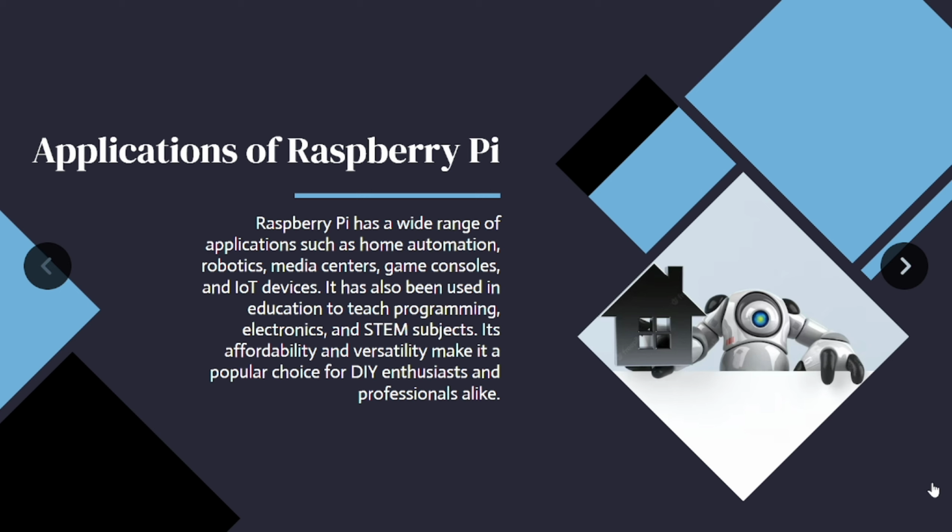There are several benefits of using a Raspberry Pi. Raspberry Pi has a wide range of applications such as home automation, robotics, media centers, game consoles, and IoT devices. It can also be used to make a desktop PC. Using Raspberry Pi, the micro SD card, and a power supply, a simple desktop can be made.